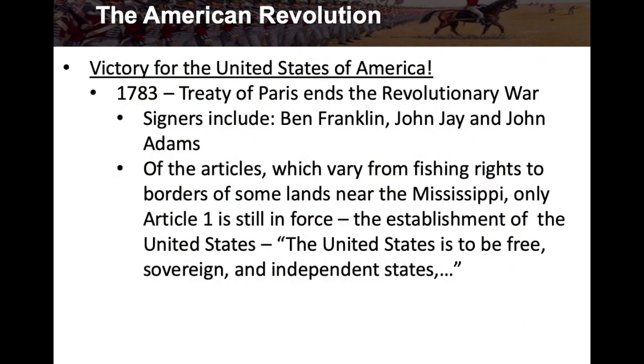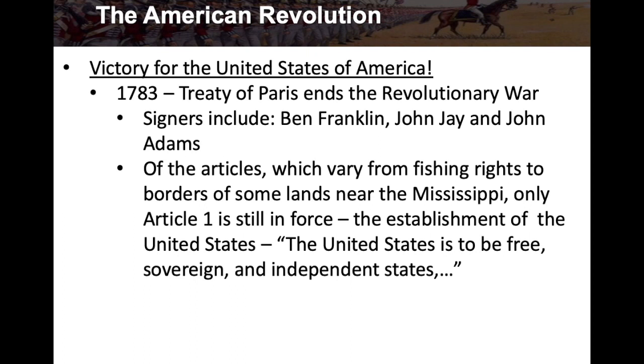In 1783, a treaty was signed in Paris. It was called the Treaty of Paris, and that ends the Revolutionary War. The signers include Ben Franklin, John Jay, and John Adams. So these aren't just a couple of guys over there signing away in Paris. These are founding fathers who went to Paris to sign this treaty where it established the United States.